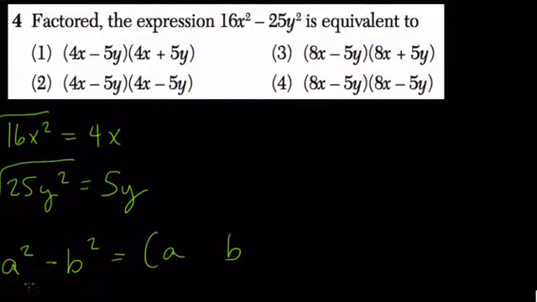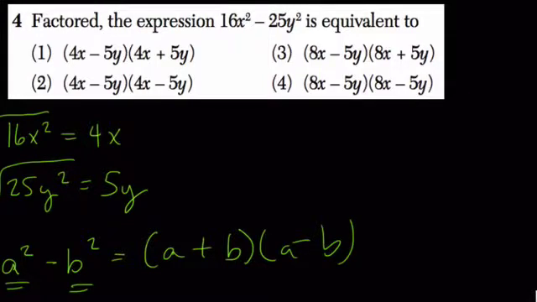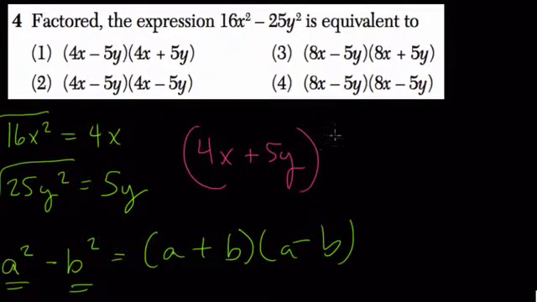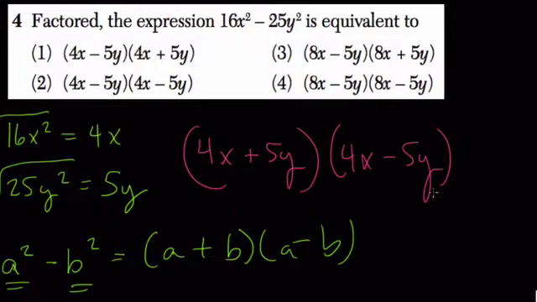In this case, if it was a squared minus b squared, you would set up a and b in both parentheses, add one pair and subtract the other, and you're done. So here you can get 4x plus 5y, and then 4x minus 5y. And look for that in either order. So this can come first or this one. So I'll pick choice number 1.